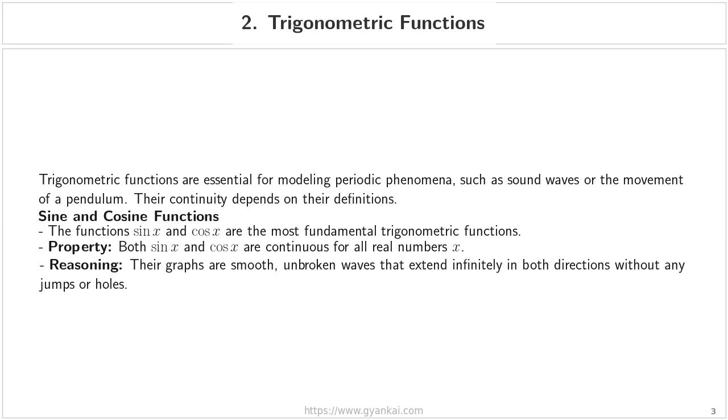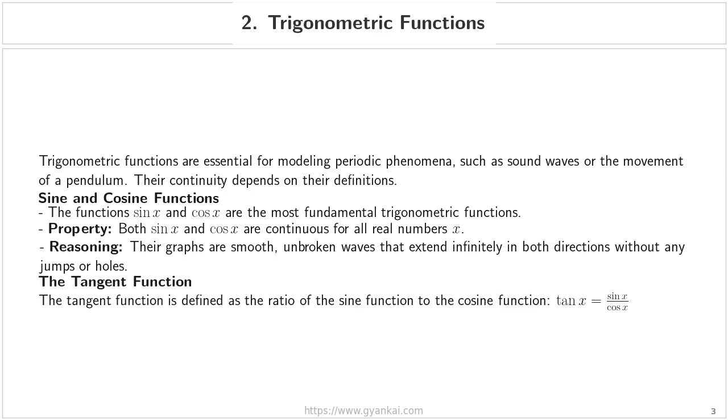Let us begin with the sine and cosine functions. These are the most fundamental trigonometric functions. In terms of their properties, both sine of x and cosine of x are continuous for all real numbers x. The reasoning behind this is quite simple. If you observe their graphs, you will see they are smooth, unbroken waves that extend infinitely in both directions without any jumps, gaps, or holes.